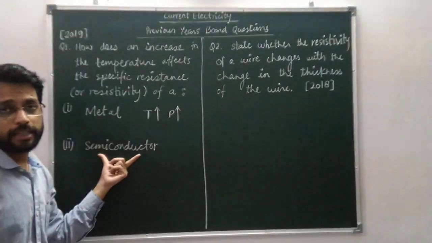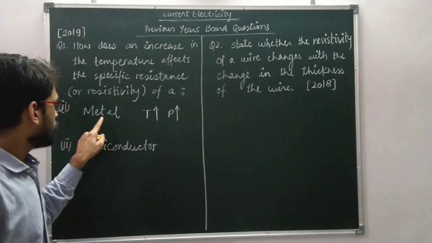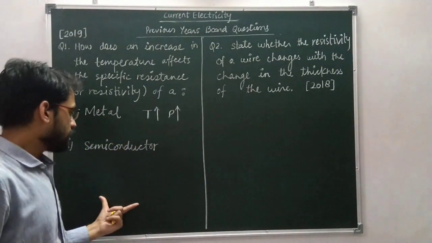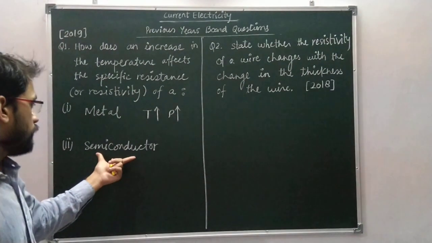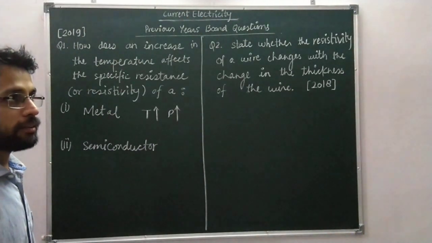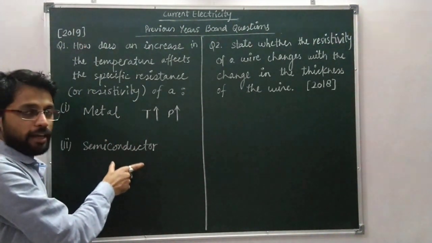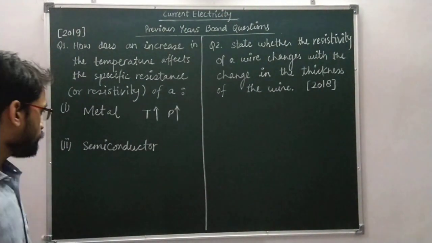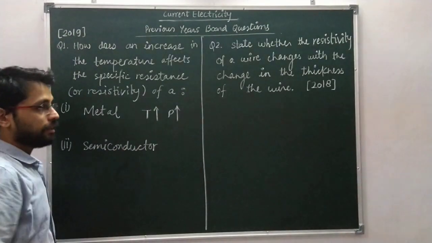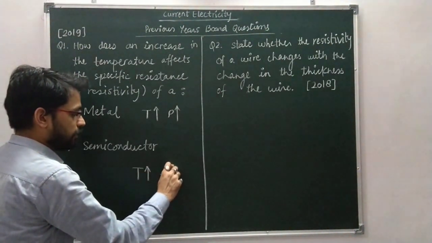Now this term is new for you, semiconductor. What is a semiconductor? A semiconductor is a material whose conductivity lies between metals and insulators. Metals are good conductors, insulators are poor conductors, whereas a semiconductor's conductivity lies between these two extremes. In other words, a semiconductor is not as good a conductor as metals and not as bad a conductor as insulators. The resistivity of a semiconductor changes with temperature: when temperature increases, the resistivity of a semiconductor decreases.